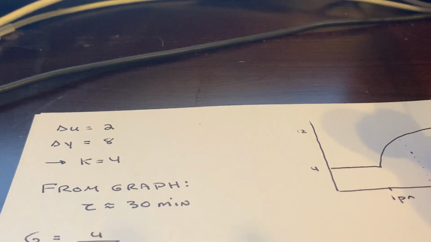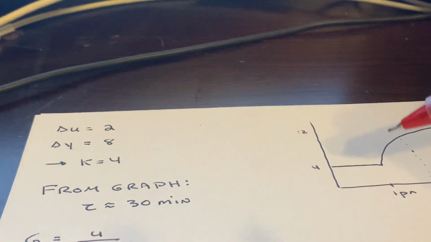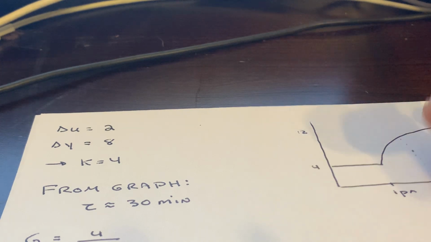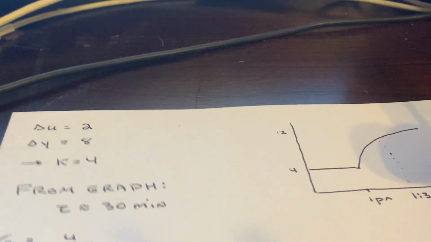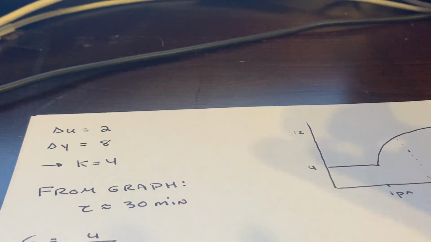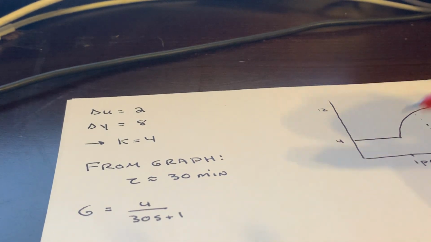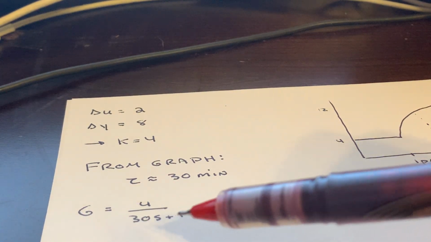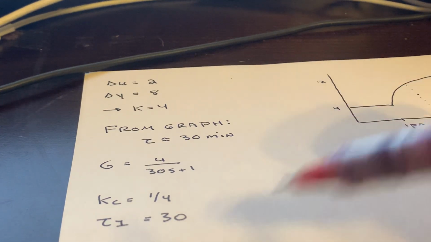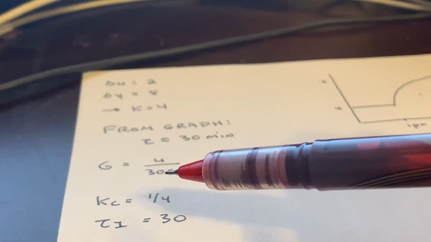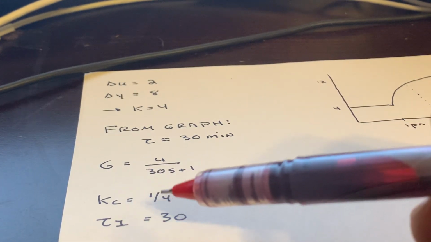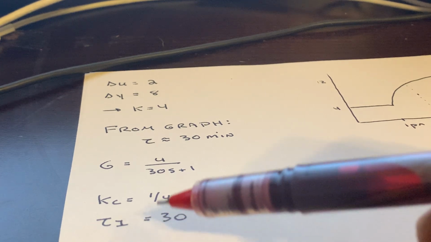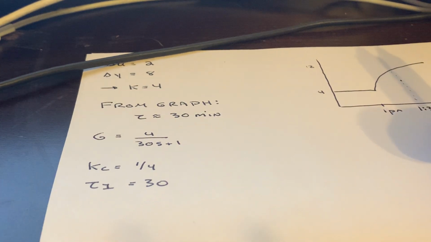And then from my reading of the graph, our time constant, where we get that 2/3 part over here, let me slide that over here. That 2/3 occurs roughly at 30 minutes. Basically, if you say anything less than an hour, it'd be correct. But it looks pretty reasonable at 30 minutes. And so putting this together, we get our G is equal to 4 over 30s plus 1. Our gain is 4, our time constant is 30. So this tells us that our controller gain should be 1/4, or 1 over k, and our integral time should be 30. And that's the end of the problem.